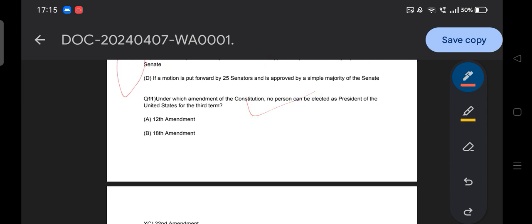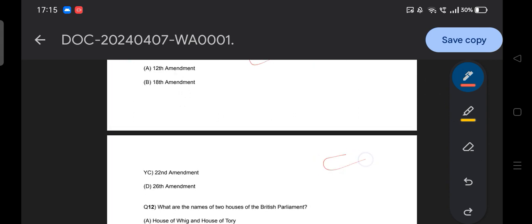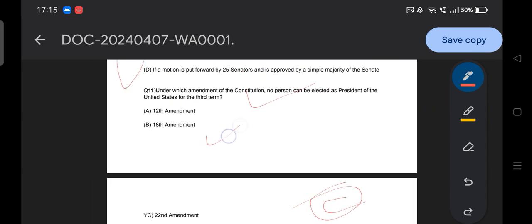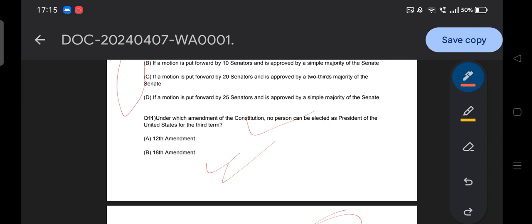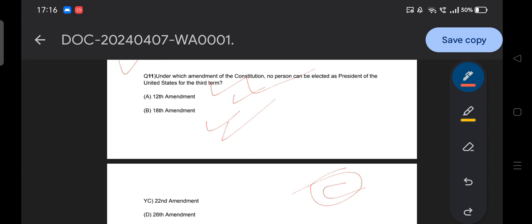Under which amendment of the Constitution can no person be elected as President of the United States for a third term? Okay, what is the answer? The answer to this question is option C, the 22nd amendment. I am telling you from memory, so you can check it. But as I said, we need to cover the important amendments with respect to the USA in detail in our upcoming sessions. In this session, a few questions could not be addressed by me, or I may have commented wrongly, so you need to recheck. I will try to address this in our upcoming session, because we are not covering it now.